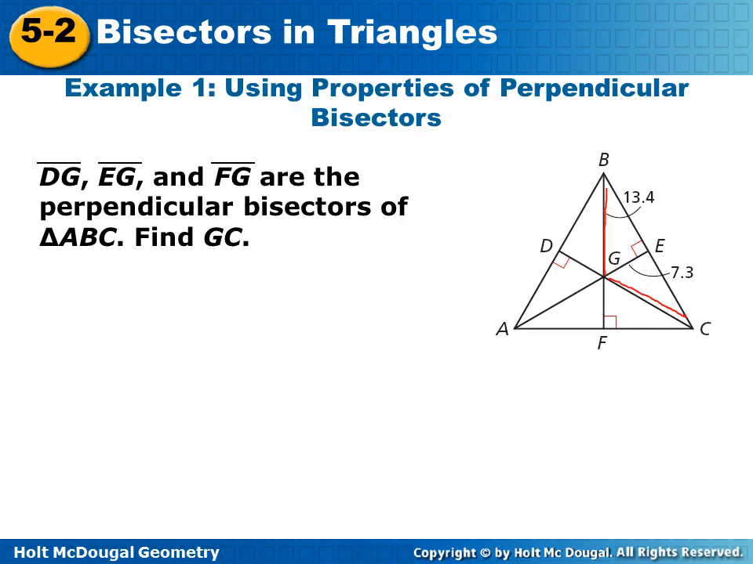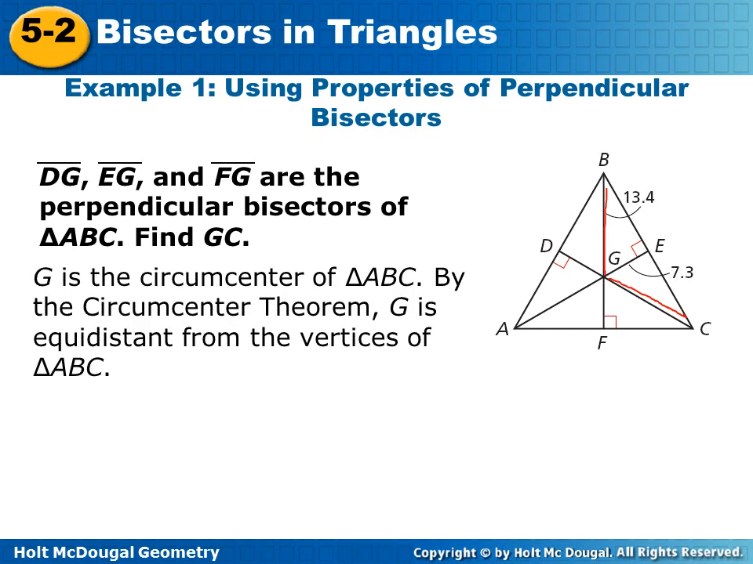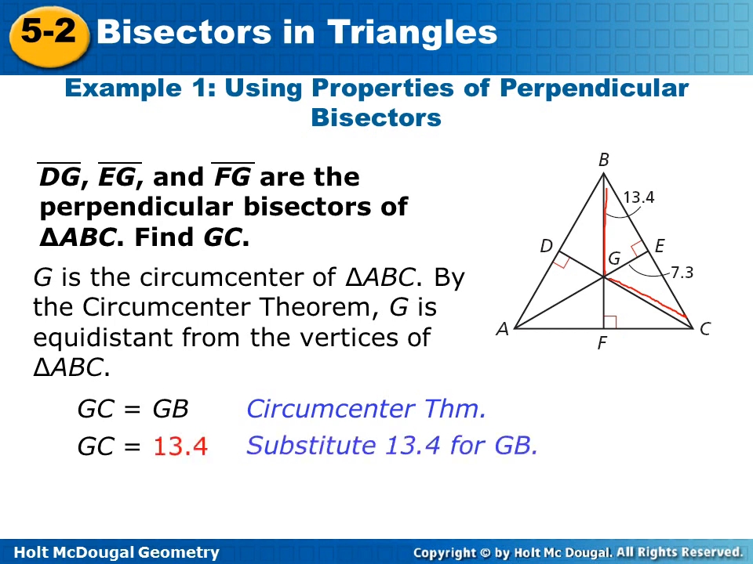Using properties of perpendicular bisectors. DG, EG, and FG are the perpendicular bisectors of ABC, and we want to find the length of GC. G is the circumcenter of ABC. By the circumcenter theorem, G is equidistant from the vertices of triangle ABC. Therefore, GC is congruent to GB, or GC equals the measure of GB. We substitute 13.4 for GB and find that GC is also equal to 13.4.